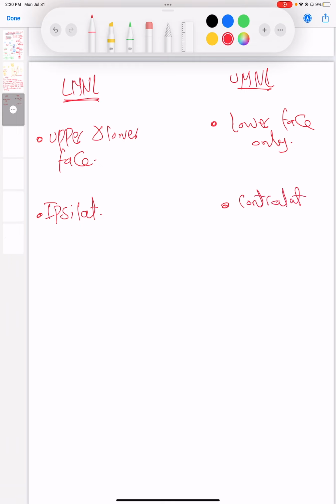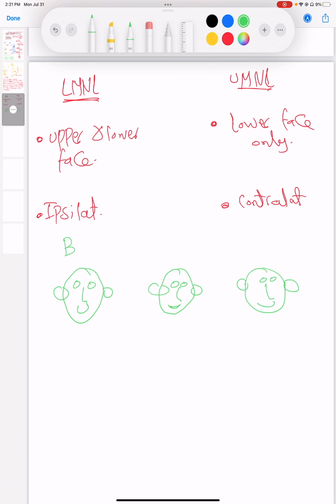So if we have three faces here, let's do another color. We have three faces, each with eyes, nose, mouth, and ears. And here we have Bell's palsy, here we have lateral pontine syndrome, and here we have cortex stroke.